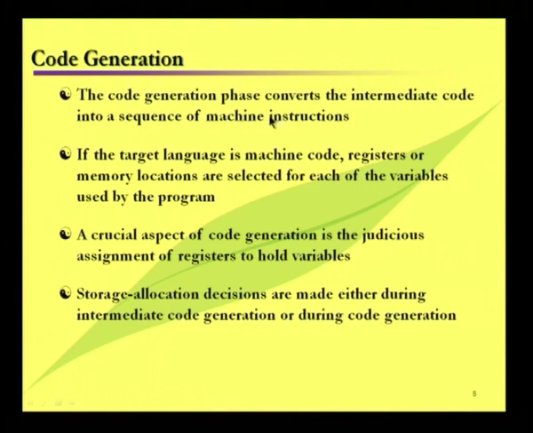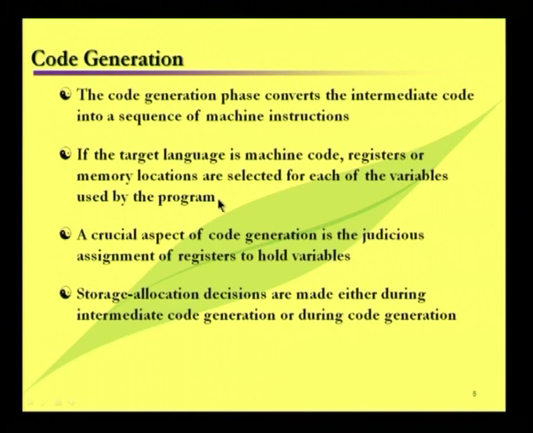So, it converts the intermediate code into a sequence of machine instructions. That is the job, because the input for any code generation phase is going to be the intermediate code, which may be a 3-address statement, a syntax tree, or even the postfix notation, as specified by the compiler as the intermediate language. And the target language is going to be the machine code. If that is the case, then registers and memory locations are selected for each variable used by the program. So, that is another important job to be done by your code generation phase.